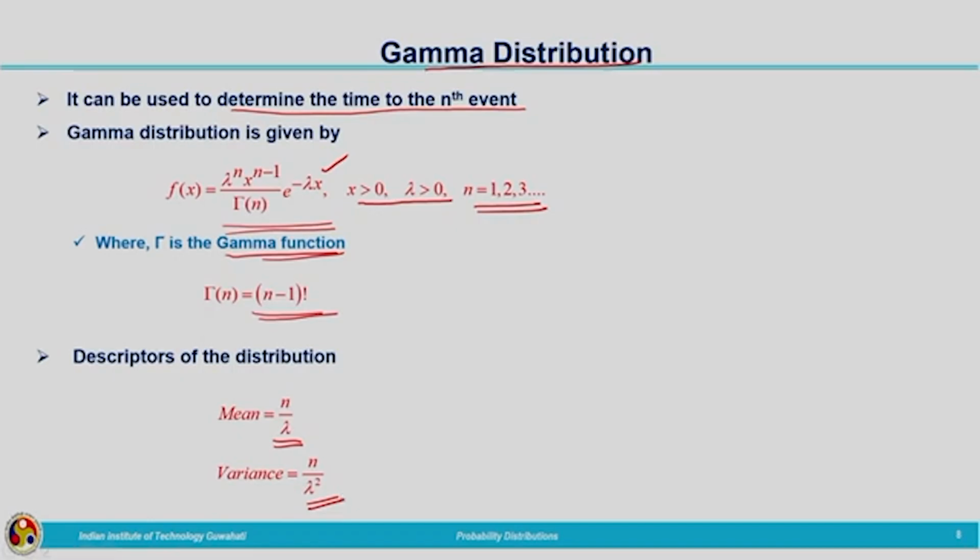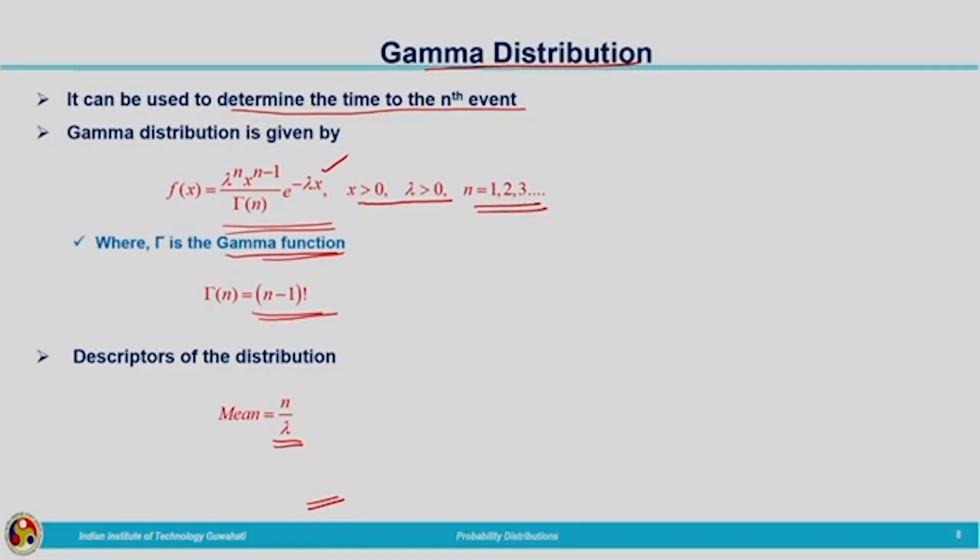In this case, you can compare it with the exponential distribution. Exponential distribution, the descriptors were found to be mean is 1 by lambda, variance is 1 by lambda square. Here, for each event, equal weightage is given, that is why mean is given by n by lambda and variance is given by n by lambda square.